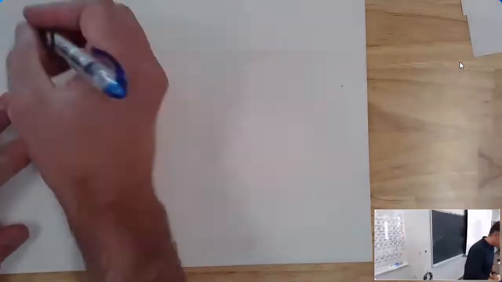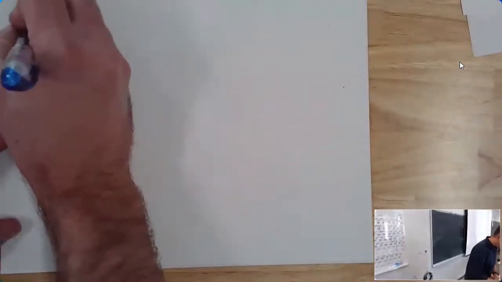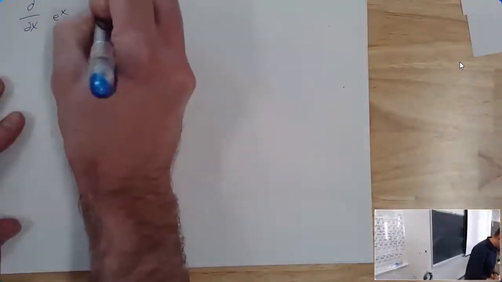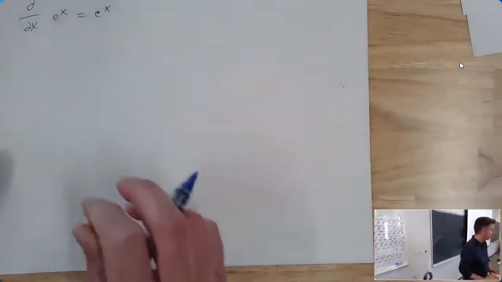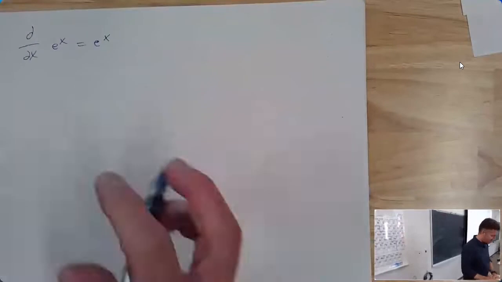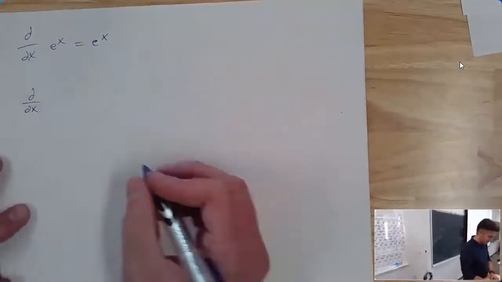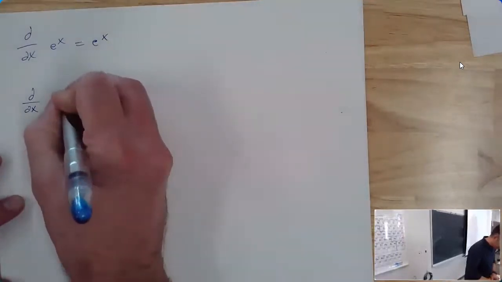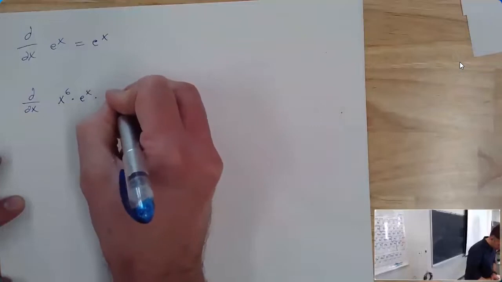Even though we haven't fully talked about e to the x, we did talk about it enough that I'm perfectly fine reminding you all that the derivative of e to the x is e to the x, which is great. It's a lovely derivative, kind of wonderful. So let's say we wanted to find the derivative of this product of three things: x to the sixth times e to the x times cosine of x.